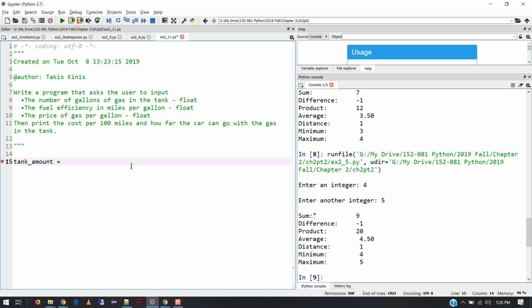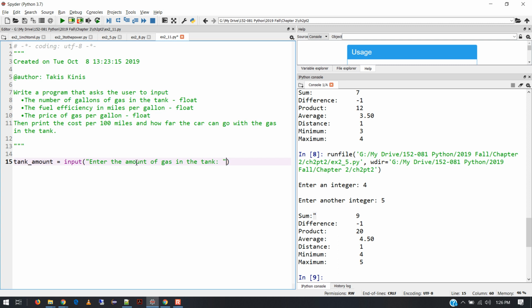I know that the number that we're going to get is going to be a float, and I want to get you guys in the mindset of doing the number conversion at the same time you get the input. Normally, we would write input, and then say enter the amount of gas in the tank, something like this, right?